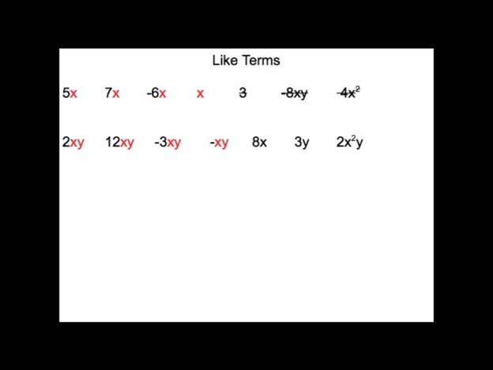8x, 3y, and 2x squared y would all be examples of terms that are not like 2xy or any of the previous terms because they do not share the same variable exponent combination.